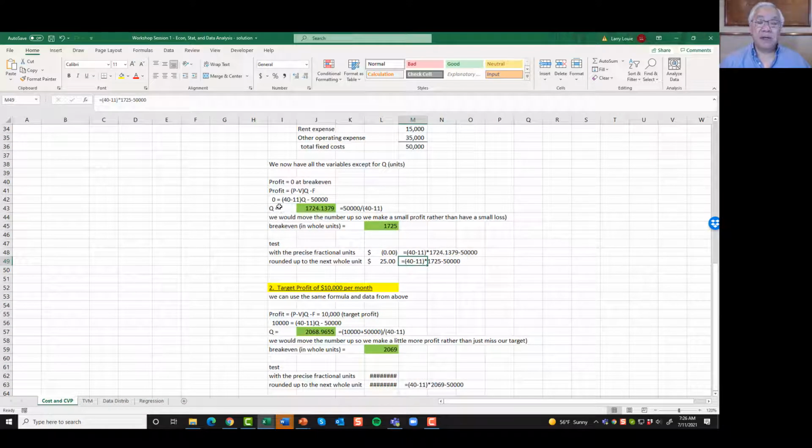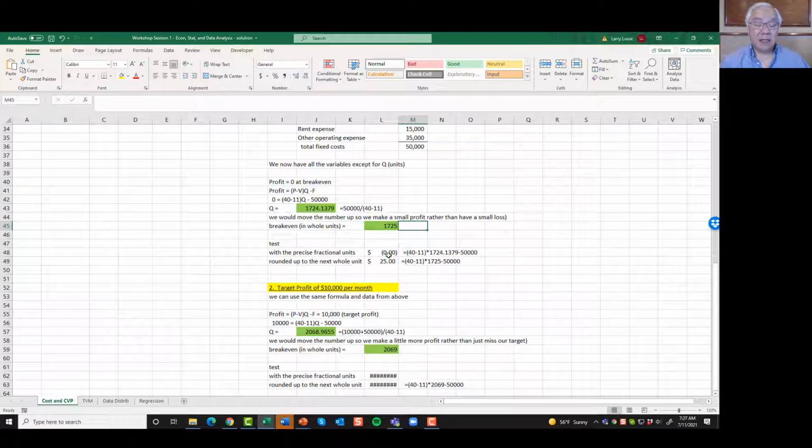We set the profit equal to 0. We plug in our variables: 40 for the price, 11 for variable cost per unit, Q is our unknown, leave that alone, minus the 50,000. We solve for Q, and we end up with 1,724.1379 frames. And we say, wait a minute, we can't have a fractional frame. You could have a fraction if we're selling rice or flour or beans, but not a frame. So we round it up to the next number, 1,725, so that we end up with a tiny little profit.